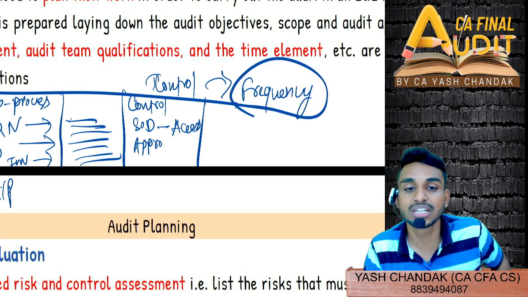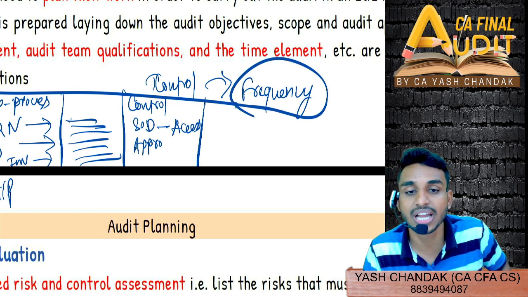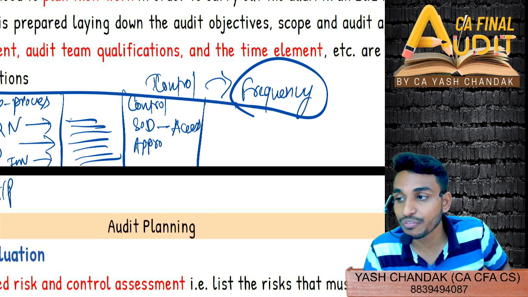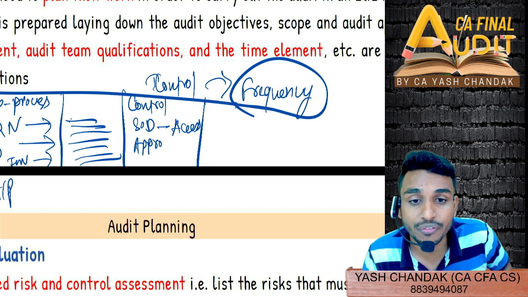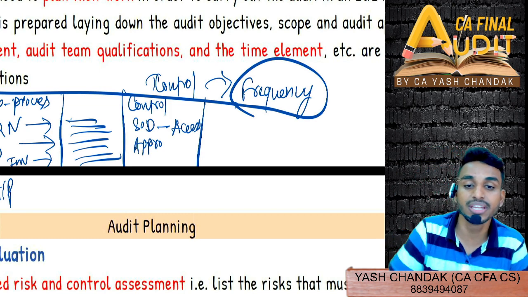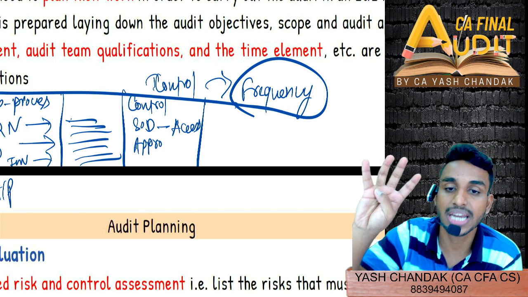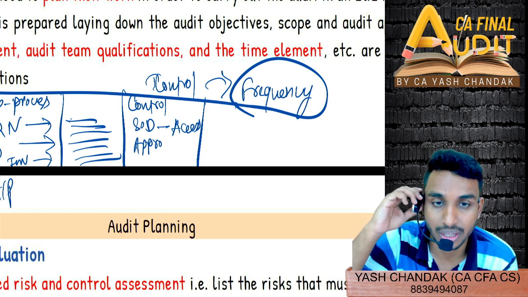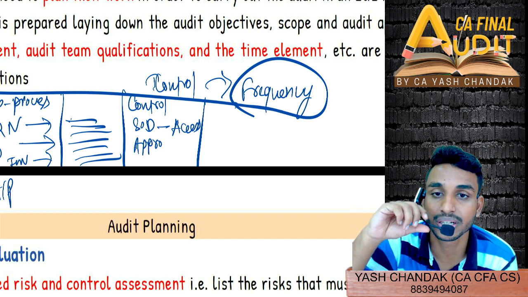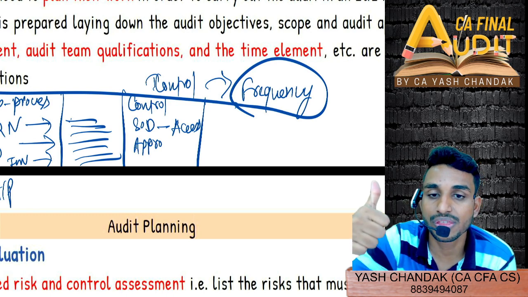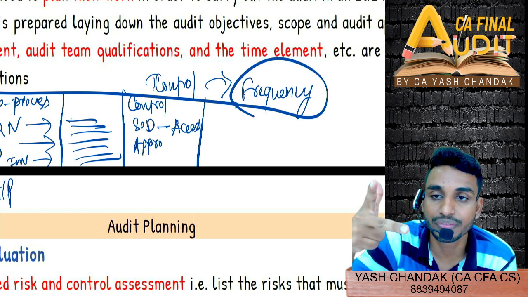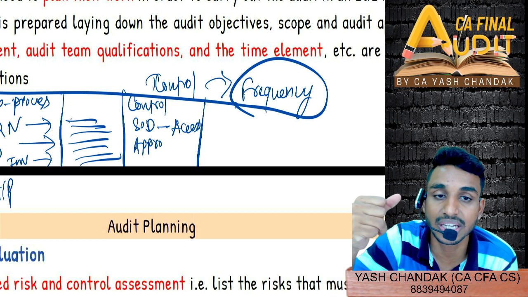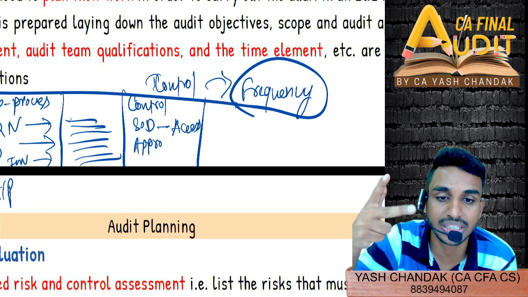This we dealt with yesterday or the day before yesterday, regarding nature, timing, and extent of controls. So in the extent of controls, we remember 4 points with our rep. Do you remember the rep? Extent of controls to be tested: frequency, length of time, rate of deviation, relevance and reliability. Right? Frequency, length of time, rate of deviation, relevance and reliability.